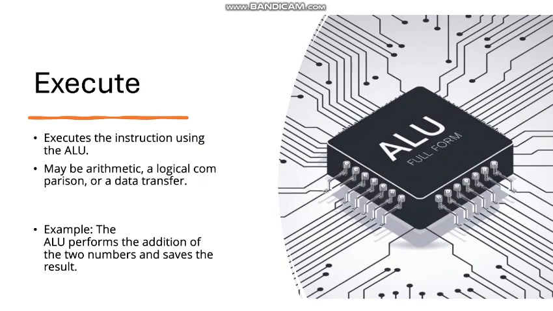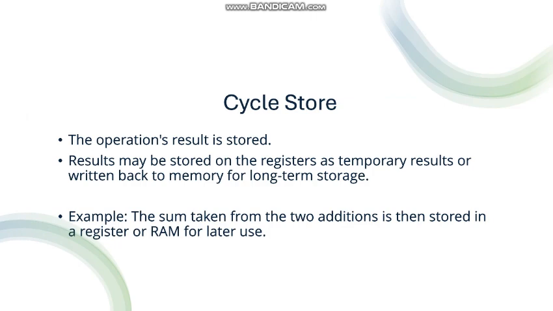Third one is execute. Execute all instructions using the ALU. Maybe arithmetic, a logical comparison, or a data transfer. Example for execute: the ALU performs the addition of the two numbers and saves the result.